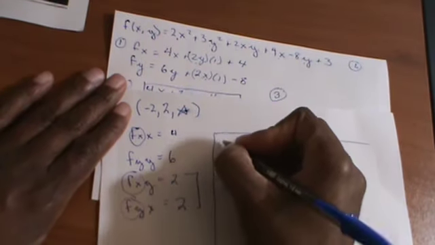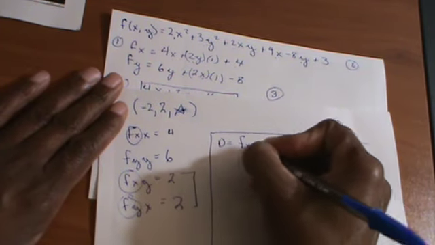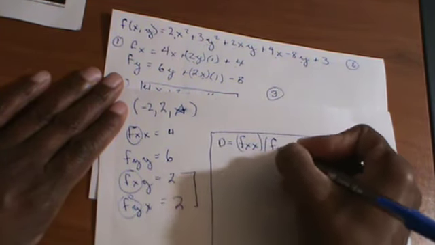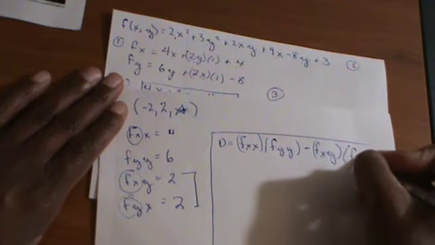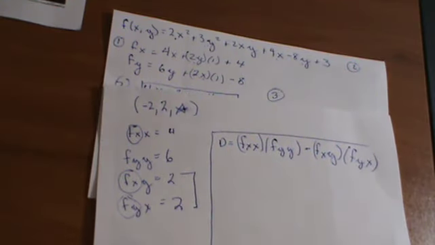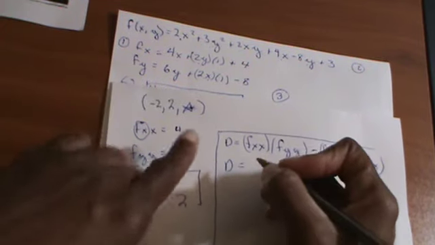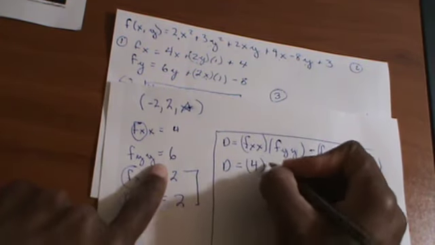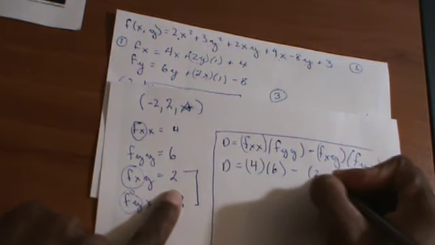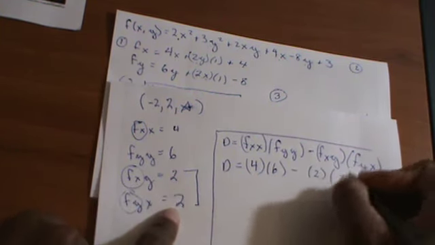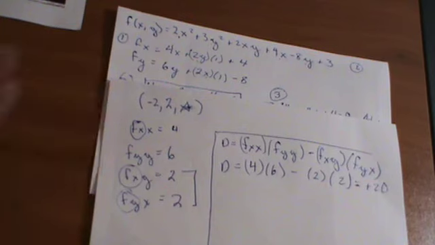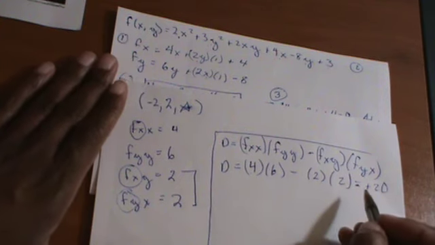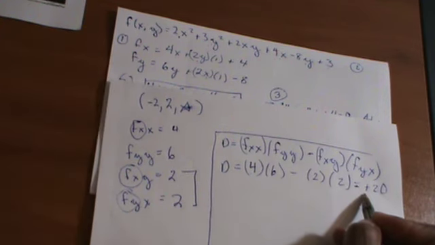So your D-test says that you're going to take fxx, multiply it by fyy, and subtract off fxy. I'm going to show you the long version, times fyx. Okay, so let's get to it. So then D equals, look, fxx is 4, fyy is 6, minus fxy is 2, and fyx is 2 as well. So what's this? 24 minus 4, this equals positive 20. All right, so this is turning out much like the last problem that I did.